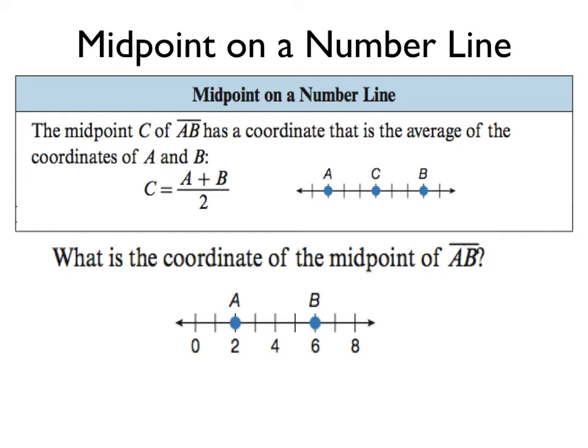and we're asked to find the coordinate of the midpoint of AB. Well, if you look at point A, it's located at 2, and point B is located at 6. The midpoint of AB would be located at 4. What we find out from the formula box is that you can find the midpoint on a number line by averaging the two endpoints. And so if we averaged 2 and 6, 2 plus 6 is 8. 8 divided by 2 is 4.